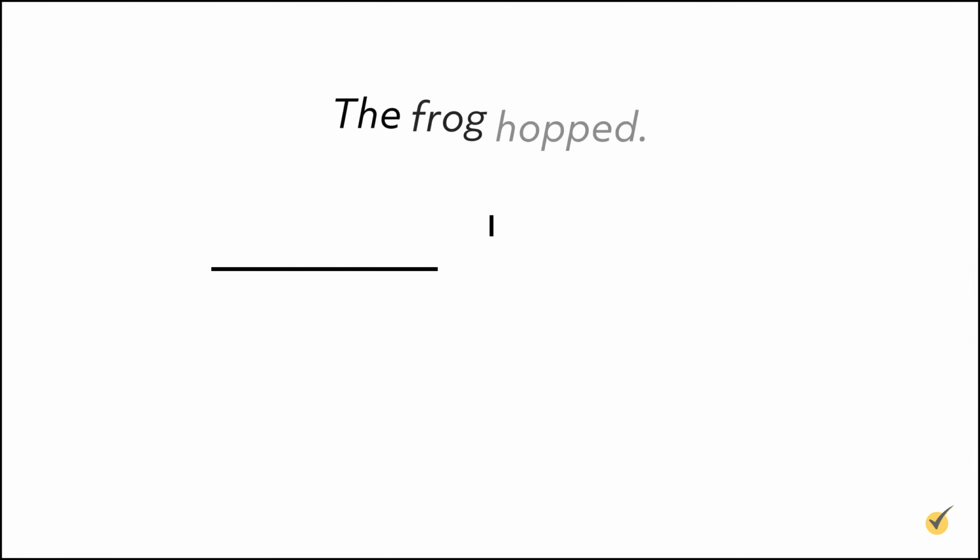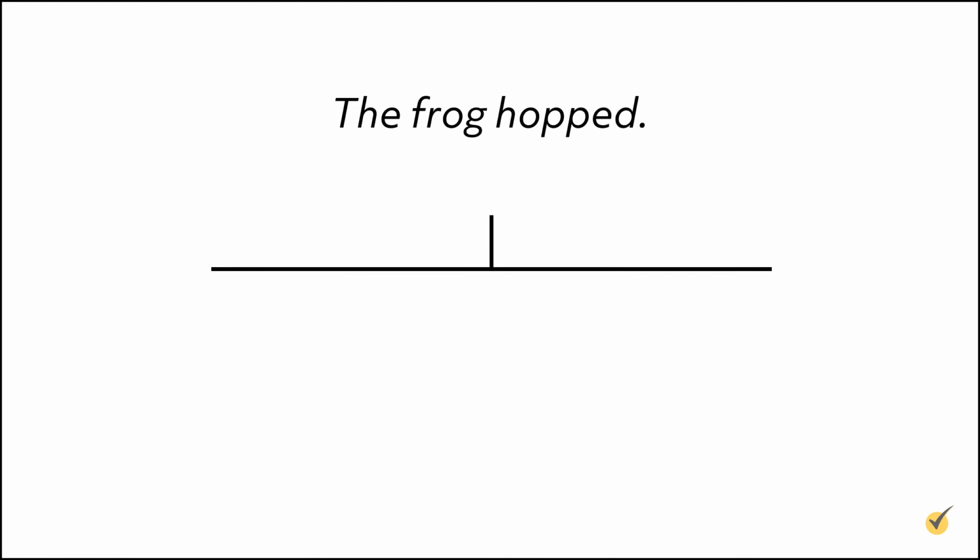The frog hopped. Let's start with the subject and verb. In this case, frog is the simple subject and hopped is the verb. So let's place those on our diagram accordingly. The only word we're left with is the article the. The is modifying our subject, so it goes on a diagonal line under frog. Now that was pretty simple, so let's add some words to our sentence and then add them to our diagram.